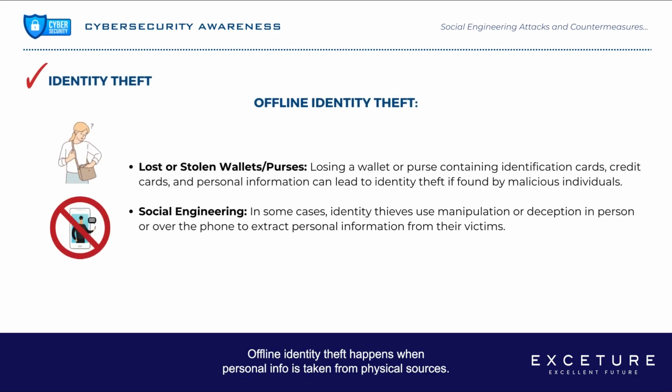Offline identity theft happens when personal info is taken from physical sources. This includes stolen wallets exposing ID and credit cards, or con artists tricking people into sharing information. Thieves might pose as trustworthy entities or exploit emotions. Being aware and protective is essential.